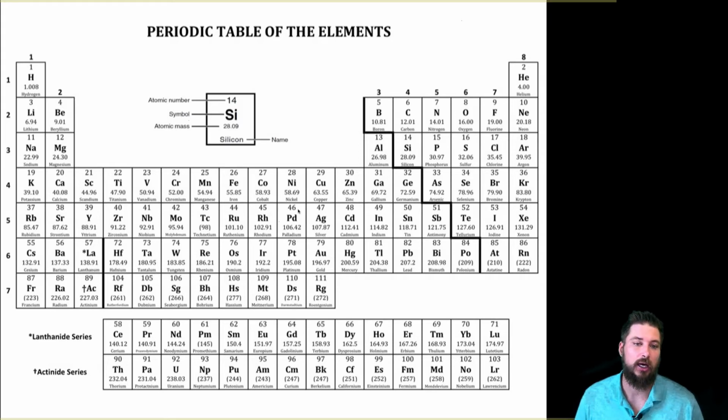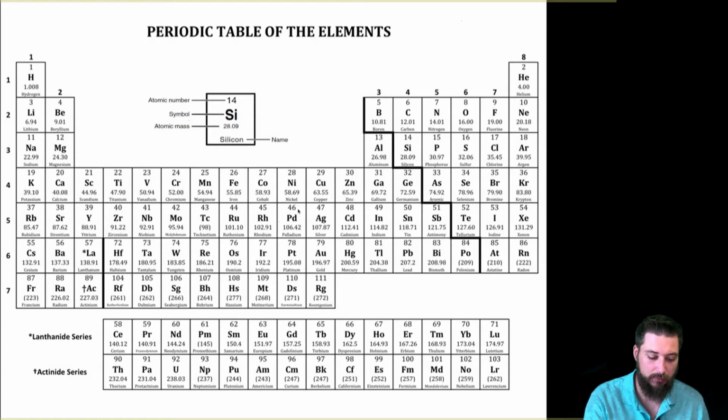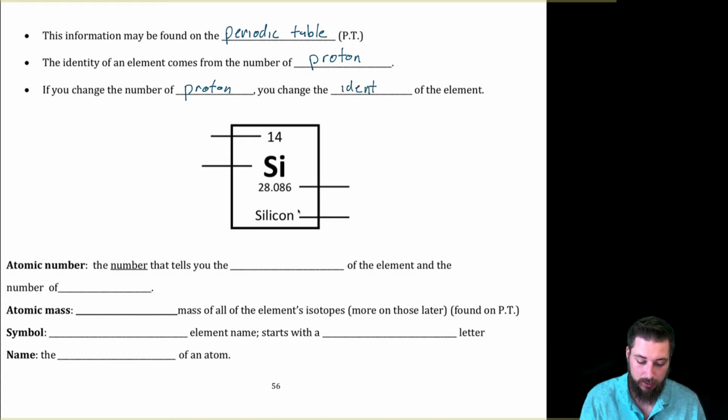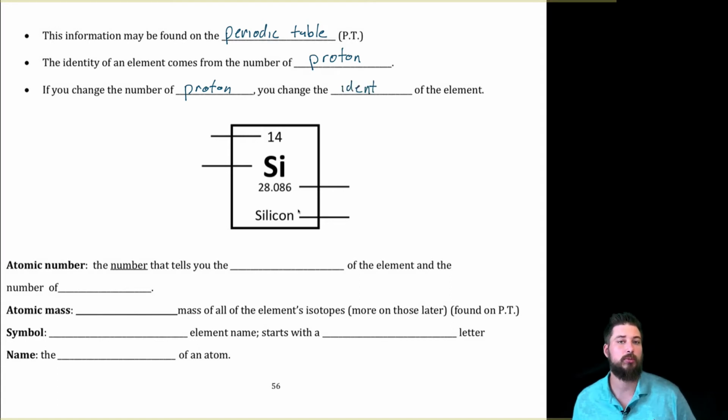We will learn more about the periodic table as we go, but this is going to contain all the information that we need about atoms and what they're made of. The identity of an element comes from the number of protons. The number of protons will tell you the identity of an element. If you change the number of protons, you will change the identity of the element.